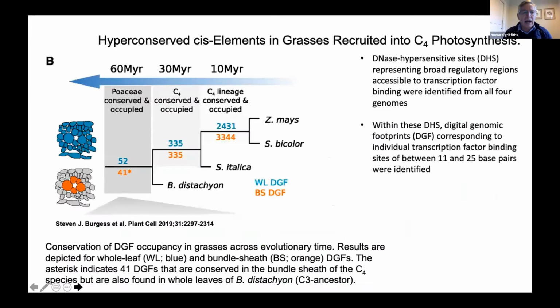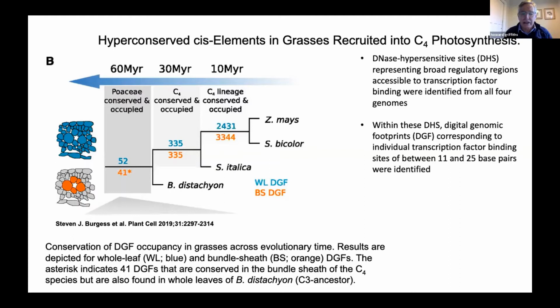And to set the scene, Stephen Burgess with Julian and Pallavi and colleagues showed very nicely how, in evolutionary terms, we can see these specific digital genomic footprints which relate back to the early origins of the Poaceae within the bundle sheath cells of those early grasses, which have then been co-opted and adapted and developed, as we see in the C4 lineages coming through to modern-day maize and sorghum. And so that gives us a clue perhaps to the way that these processes relate both phylogenetically and developmentally to the development of the bundle sheath initially.